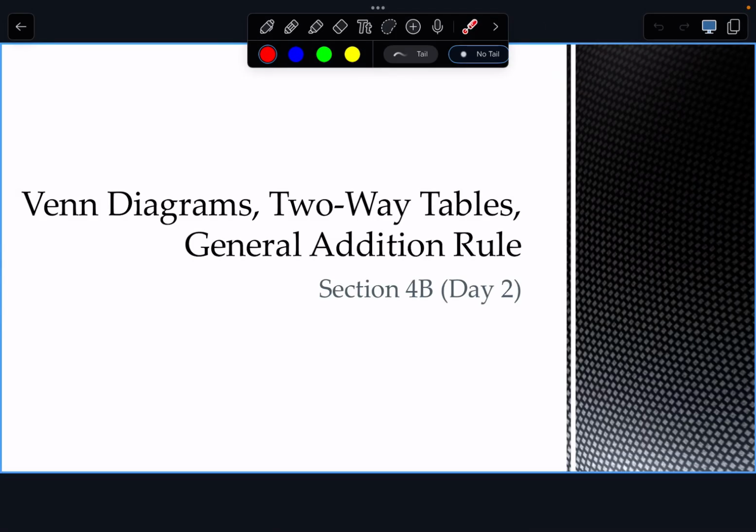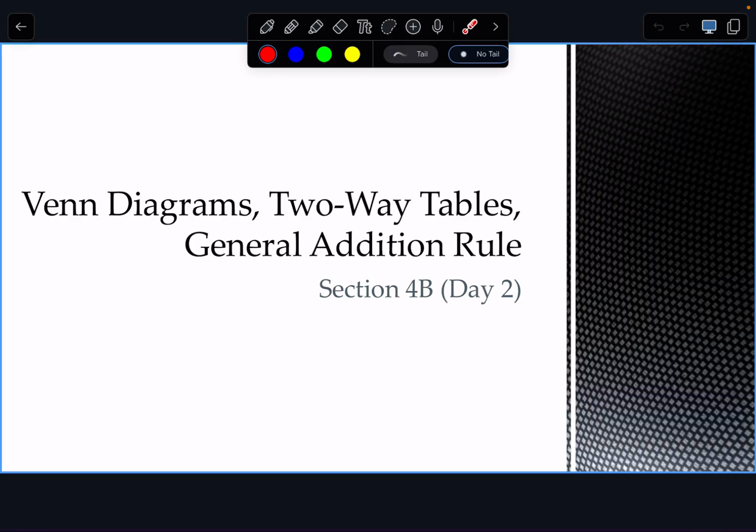So then today, we're going to get into a little bit more complex calculations and ideas involving probabilities. So we're going to add what we call the general addition rule to our list of formulas that we're going to have throughout this unit.